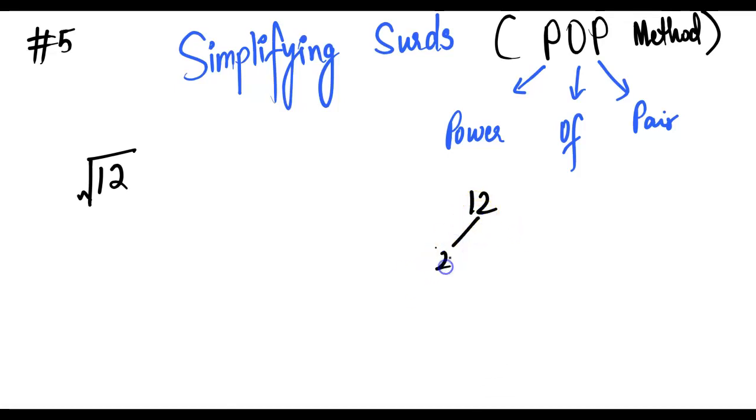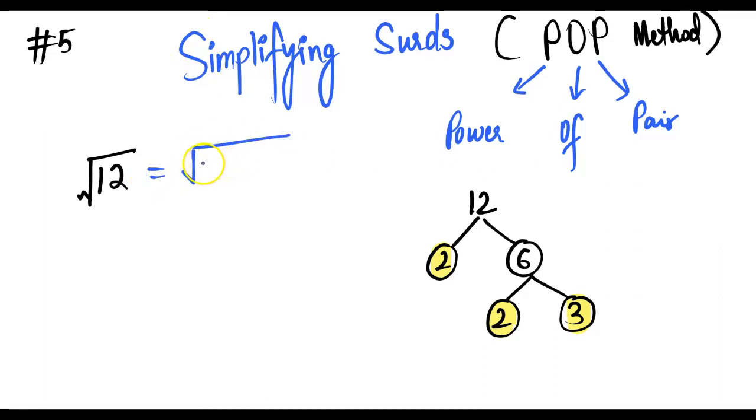If you divide it by 2, you're going to be getting 6, right? 2 times 6 is 12. We can divide 6 back again. 2 times 3 is 6. So what exactly are we doing? We are just trying to break our number into prime numbers. So 2, 2 and 3. We're going to be writing it there. So square root 12 can be written as 2 times 2 times 3.